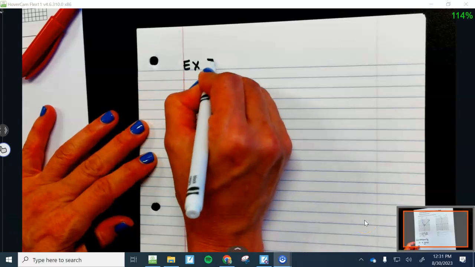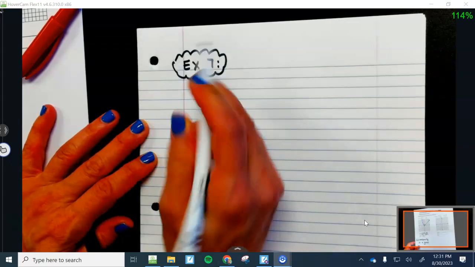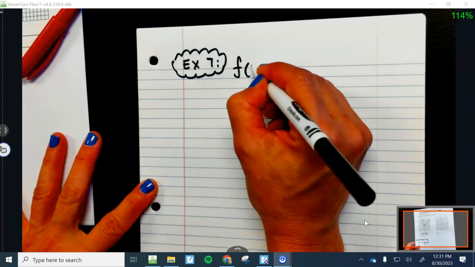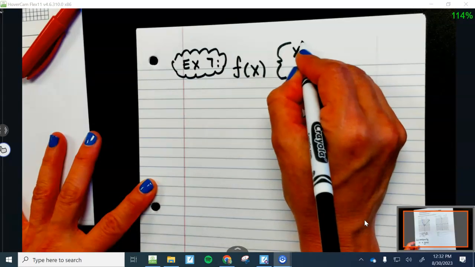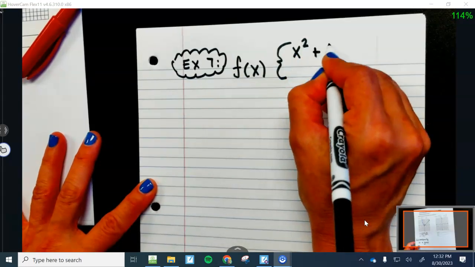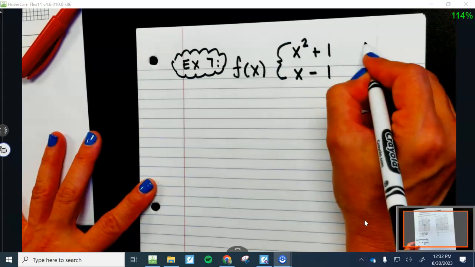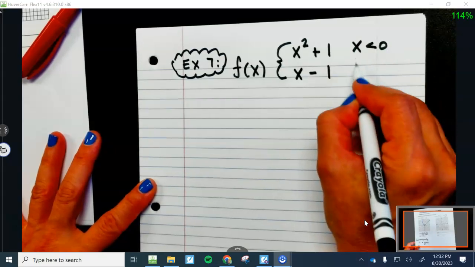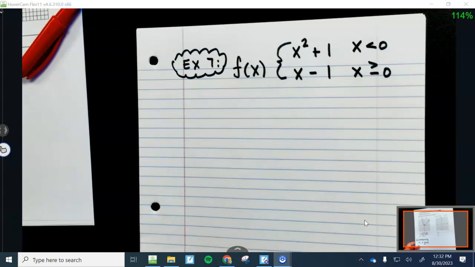Because we are going to move to the packet where this matches. So for example 7, we are going to be looking at a piecewise function, and this is the problem that is given to us. All right, please write that down. That is a piecewise function.